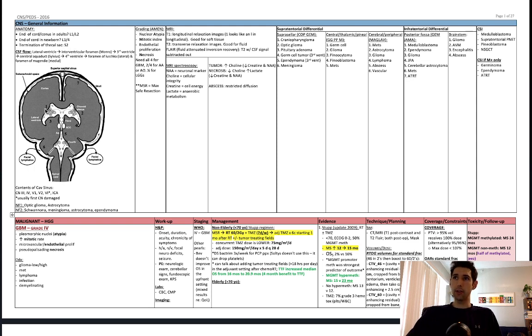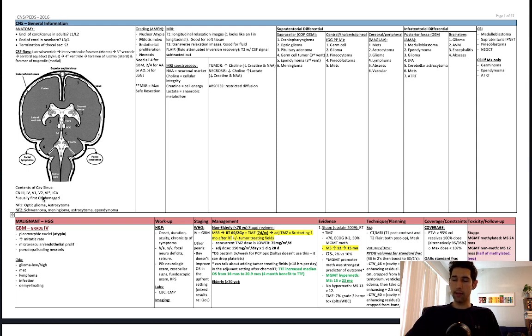CSF flow: the pattern starts in the lateral ventricle, labeled 1 here. It then flows medially into the interventricular foramen of Monro. It then goes to the third ventricle located here. From the third ventricle, it goes down to the cerebral aqueduct, and then to the fourth ventricle, this triangle-shaped area here, then either the foramen of Luschka laterally or the foramen of Magendie medially. So one more time: lateral ventricle, interventricular foramen of Monro, third ventricle, cerebral aqueduct of Sylvius, fourth ventricle, foramen of Luschka, or foramen of Magendie medially.